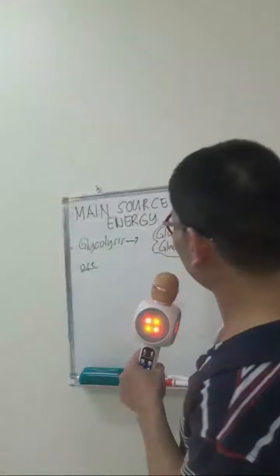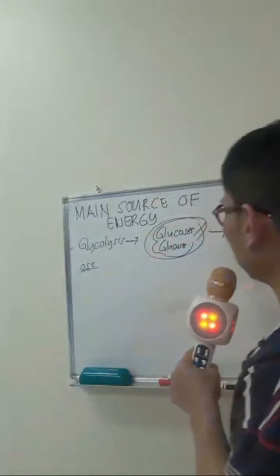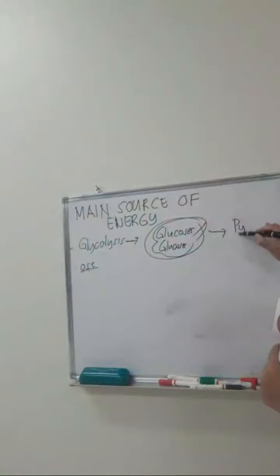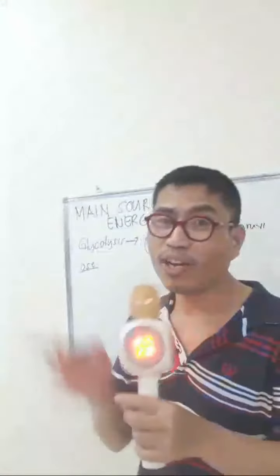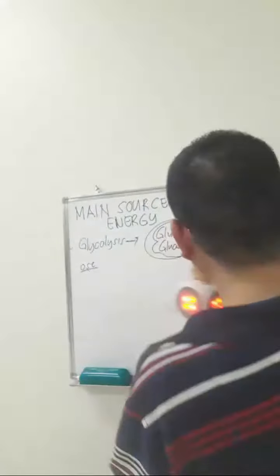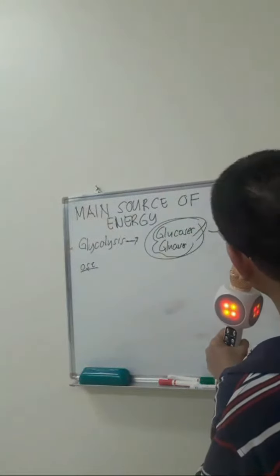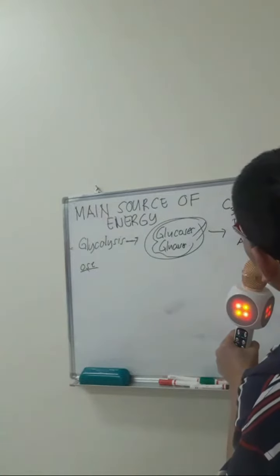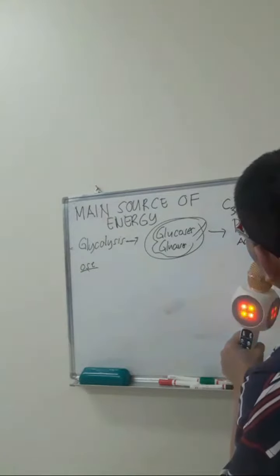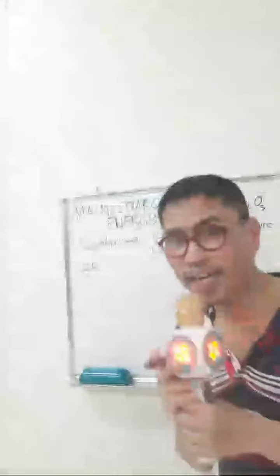Ganon. I-break down niya. It will yield pyruvic acid. Okay? There are also chemical reactions, but it's more biological. So, pyruvic acid. The formula is 3 atoms of carbon, 4 atoms of hydrogen, and 3 atoms of oxygen. Okay? Pyruvic acid, right?